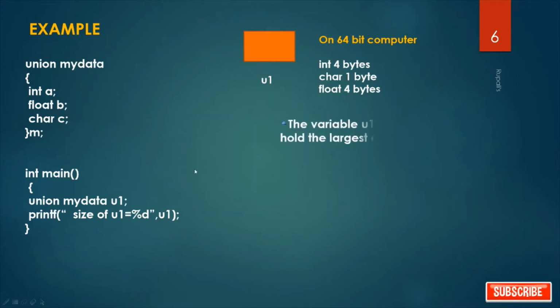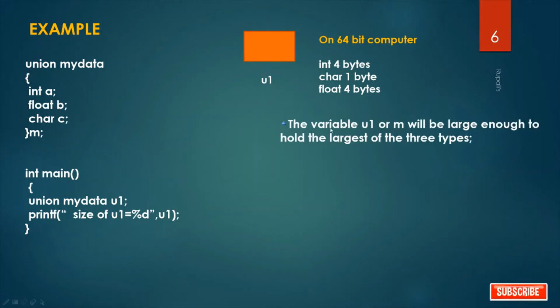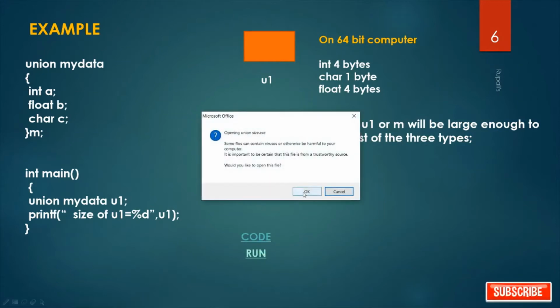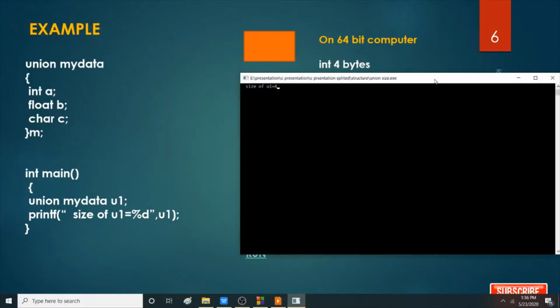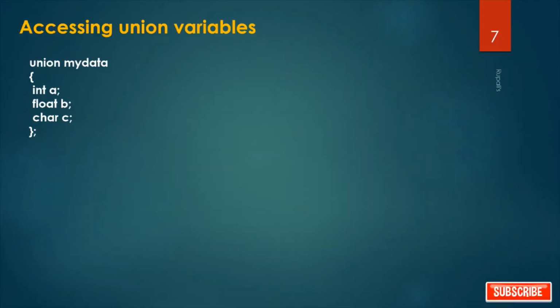So if I print the size of union, the variable E1 will be large enough to hold the largest of the three types. So size of E1 must be 4. See, when I run the program, we get the size of E1 is 4. Among all member variables, whose size is greatest? It is int or float, 4 bytes. So it takes 4 bytes.